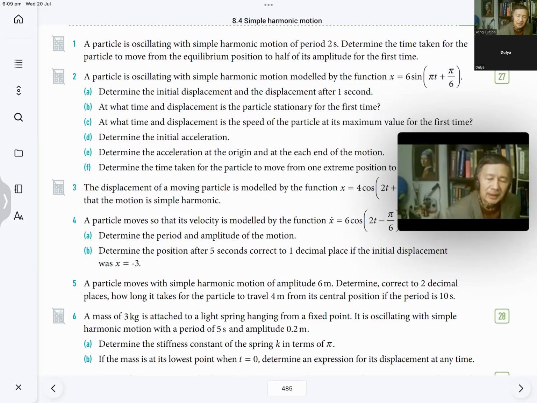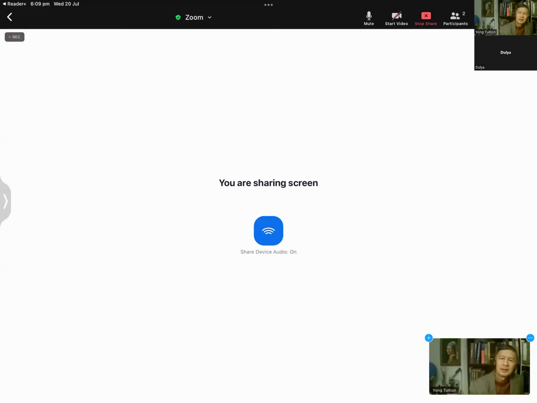Okay, how about D? Determine the initial acceleration. How about E? Determine the acceleration at the origin and at the end of each motion. Well, all of these questions are related to the formula for the velocity and acceleration. Can we go to the whiteboard? Hopefully I can remember these numbers, or if I can't, you can tell me.